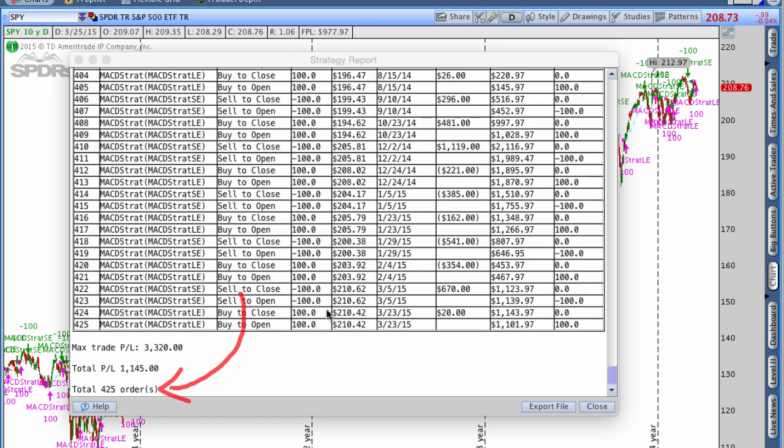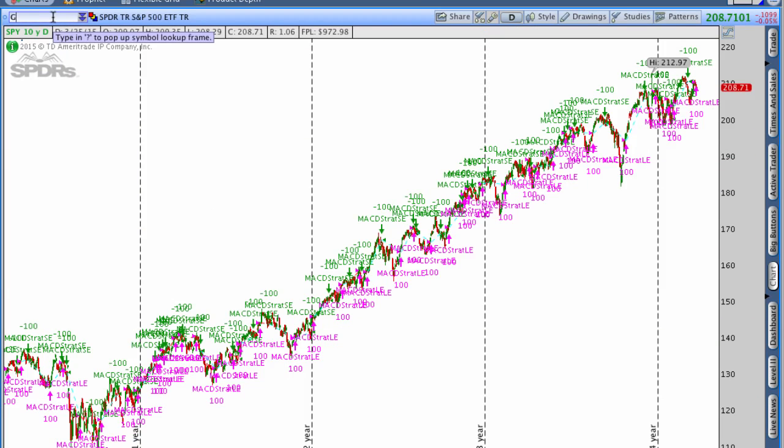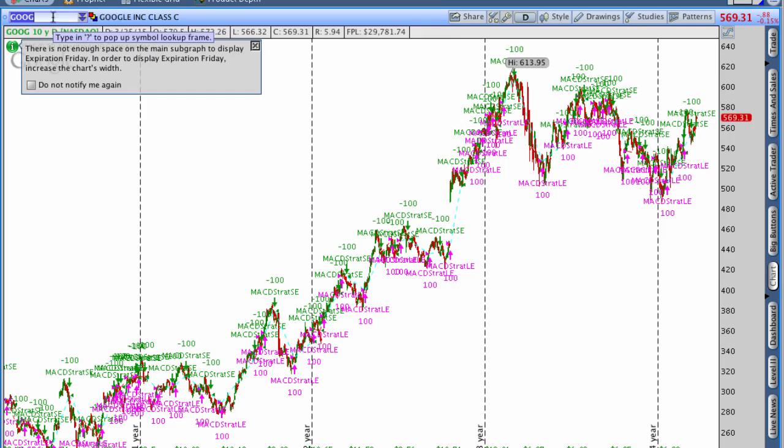But the key here is that this is able to go back in time and actually backtest all of this trading data to see, does MACD work the way it is right here on the S&P versus Google or Apple or whatever the case is. So now that you have this open, you can just type in any other ticker symbol. Let's type in Google, for example, and you can see that the strategy is also prevalent on Google.